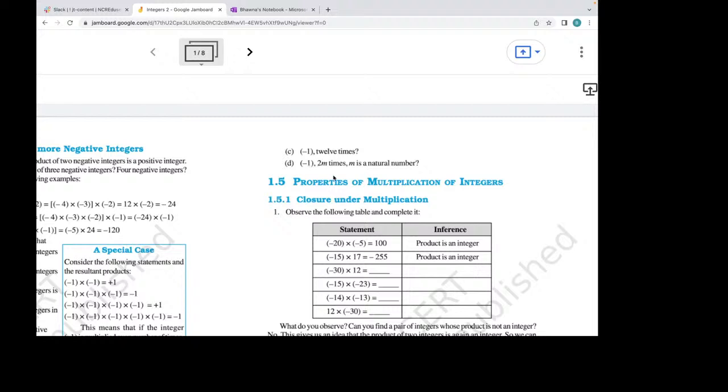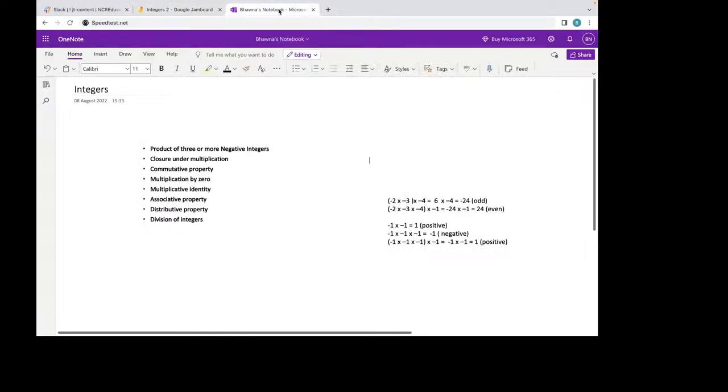Positive integer. Now minus 1 2m times, m is a natural number. So what's 2m? Let's say m is a natural number.